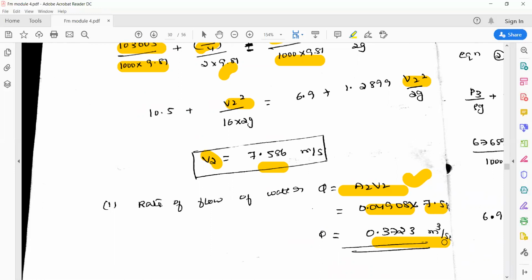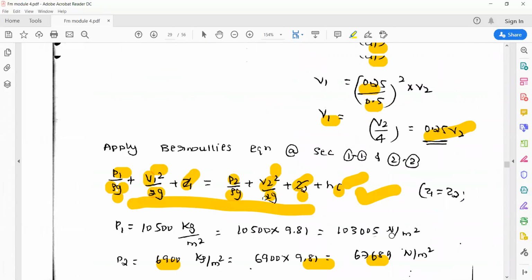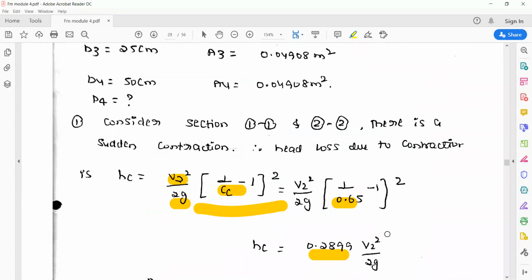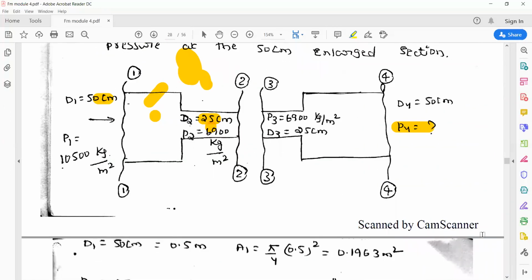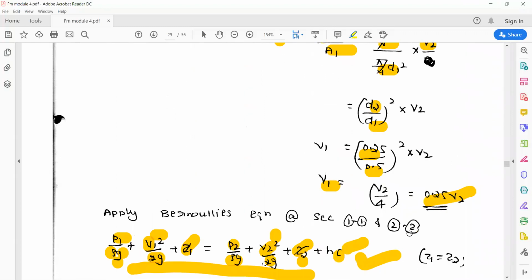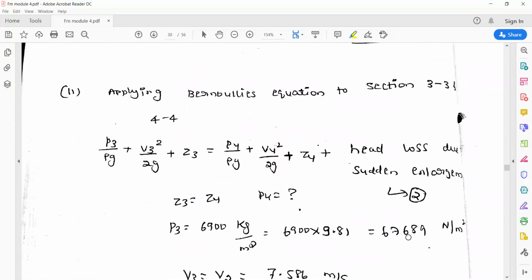So this method can be used if you don't know the value of velocity and also discharge. If you know the value of discharge, easily you can calculate the velocities, either V1 or V2. So that is the first condition. In the second condition, they've asked you to calculate the value of P4. To calculate the value of P4, we can apply Bernoulli's equation between section 3 and 4.